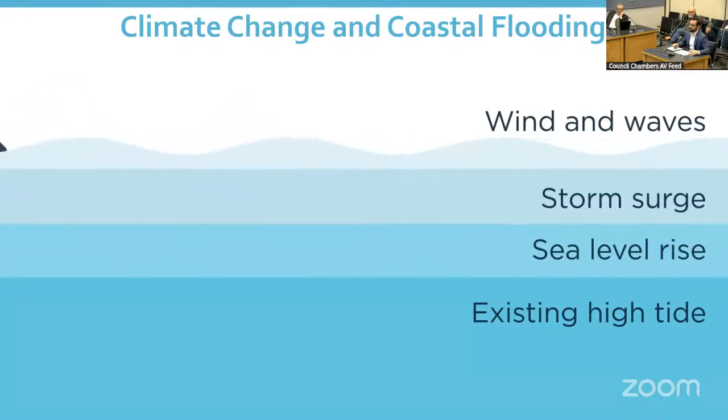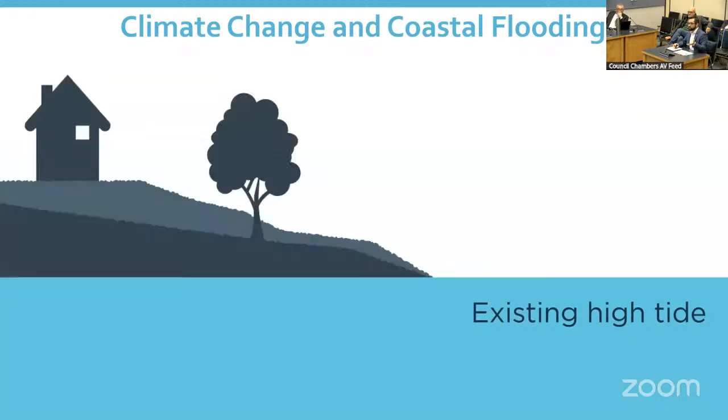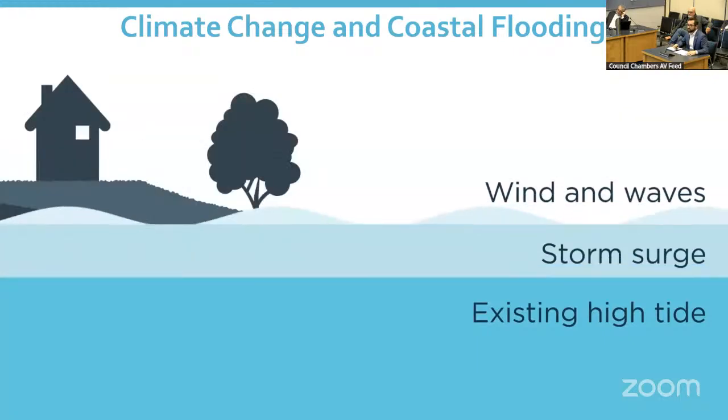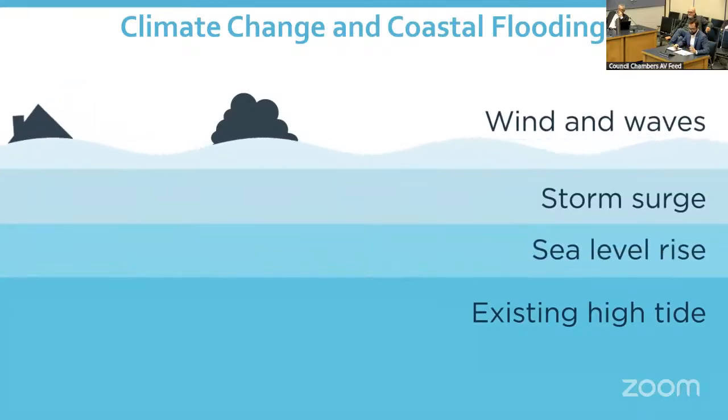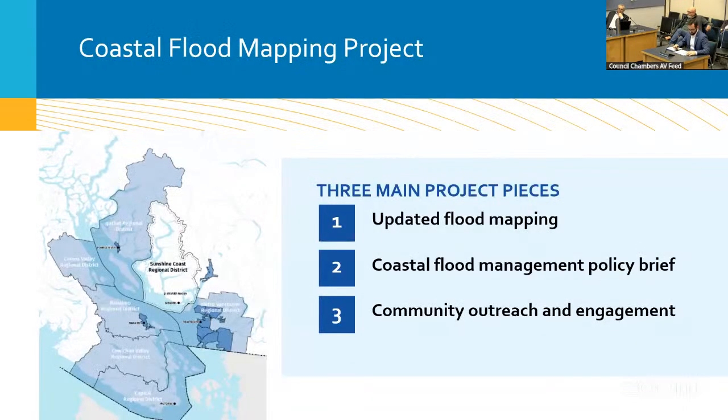And then finally, we have sea level rise, which is exacerbating this situation. So we need all these things to happen together for the lines on the map to be where they are in the scenario we're describing.